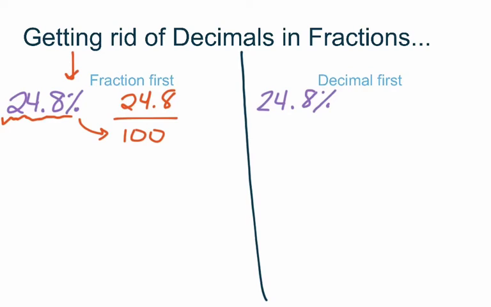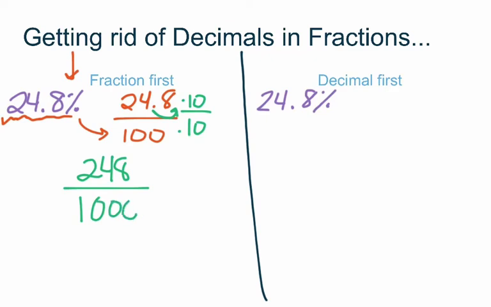So the strategy we like to use is, if you only have one decimal, I'm actually going to multiply both of these by 10, because a pattern we can see in math is when I multiply by 10, that decimal moves over a place, because we're adding in another place value. So if I multiply 24 and 0.8 over 100 times 10 over 10, that would give me 248 over 1,000. From here is where I can actually simplify, now that I have this completely in fraction form.